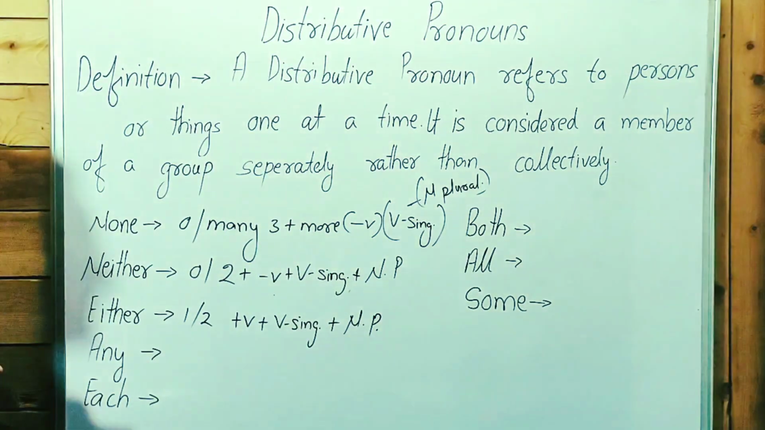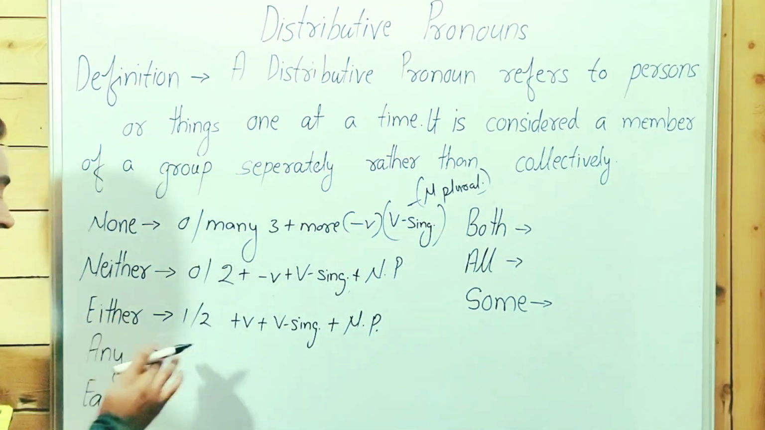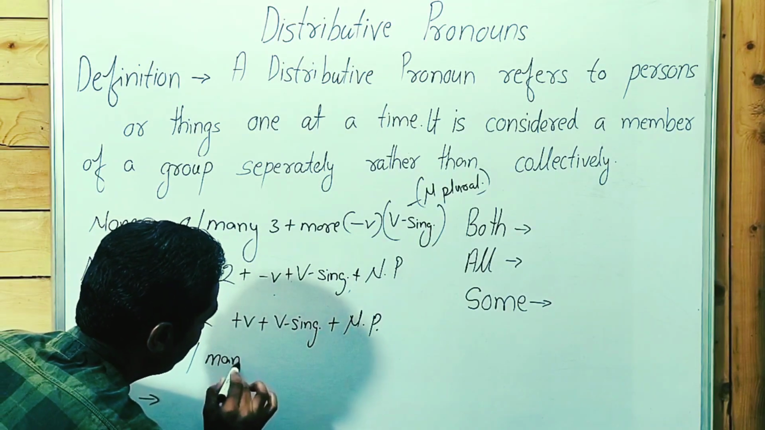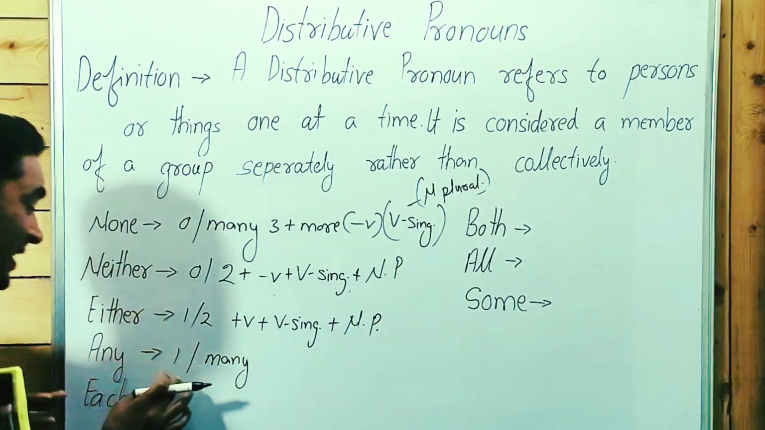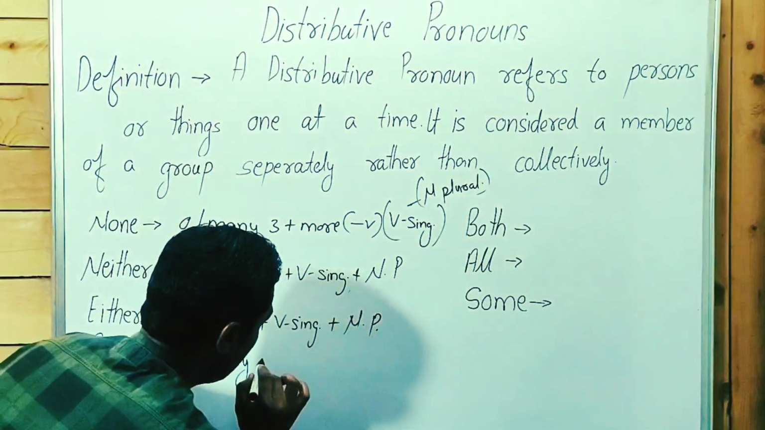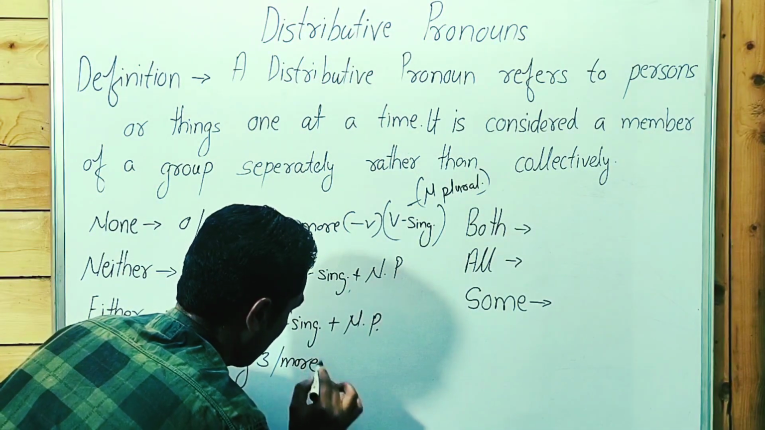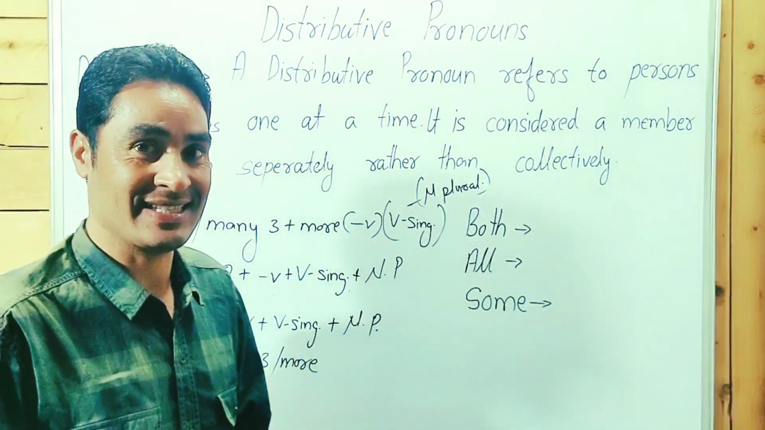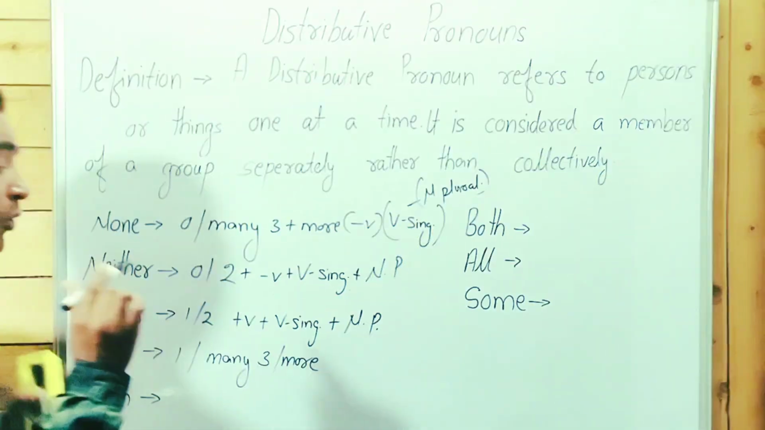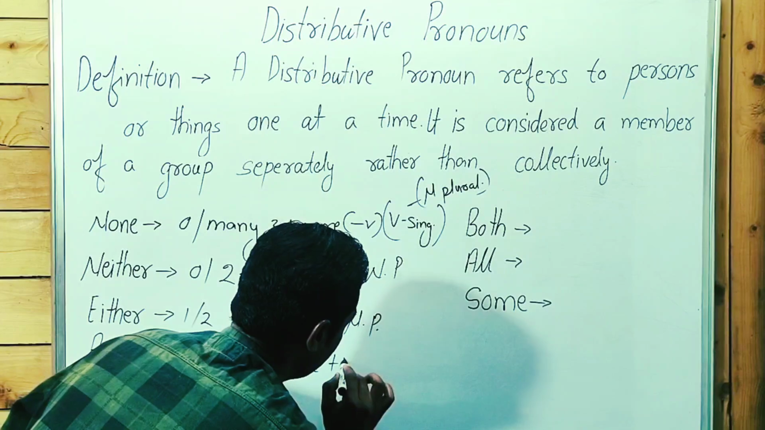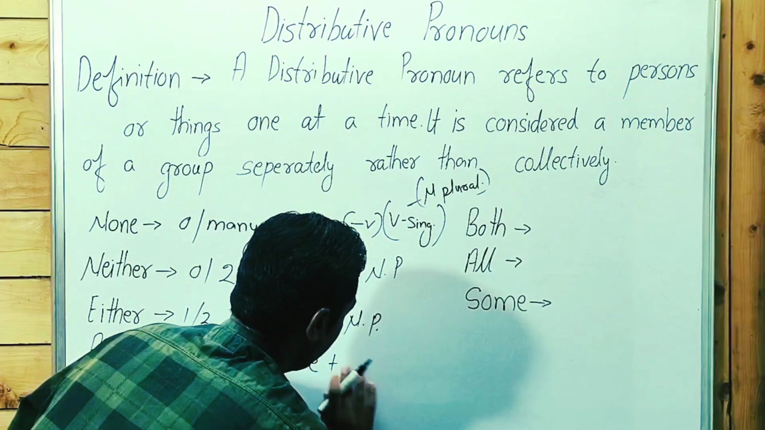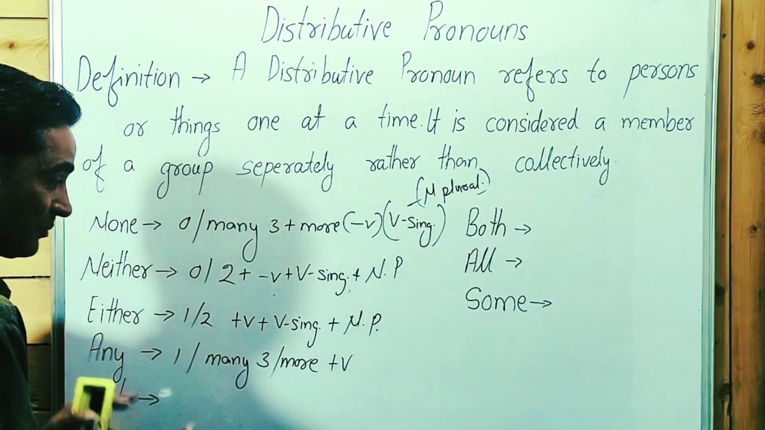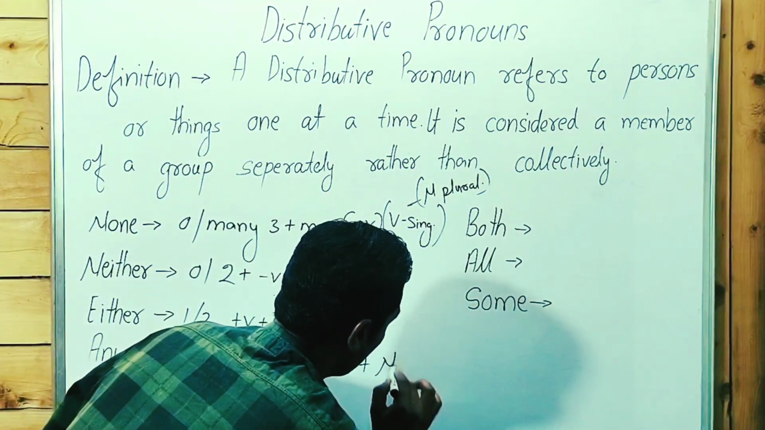When we talk about any, any stands for one out of many. Point to be noted, any stands for one out of many, you can say three or more people or things. You can use any in the positive sense. Point to be noted, it is used in the positive sense. And when we talk about the noun, always plural.